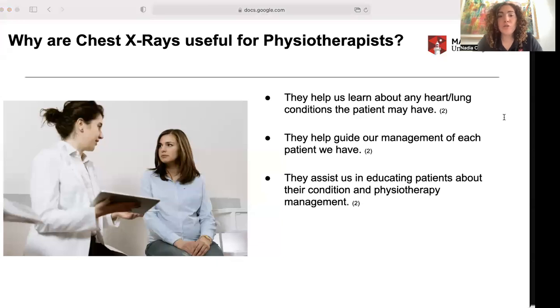Chest x-rays are useful for physiotherapists and other health professionals to discover the condition of a patient's lungs and heart. This can help guide us in our management of the patient. Chest x-rays also help us to educate the patient about the condition they have and therefore why physiotherapy is important for them.